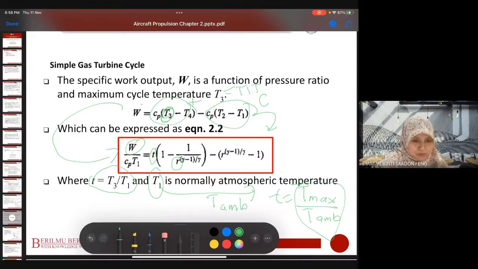Why do we have to express a lot of different equations? So that later on we can simulate and expect what happens if we change those parameters. If we change the maximum temperature, will the specific work output change or not? So if we have this relation, then we can predict the performance.